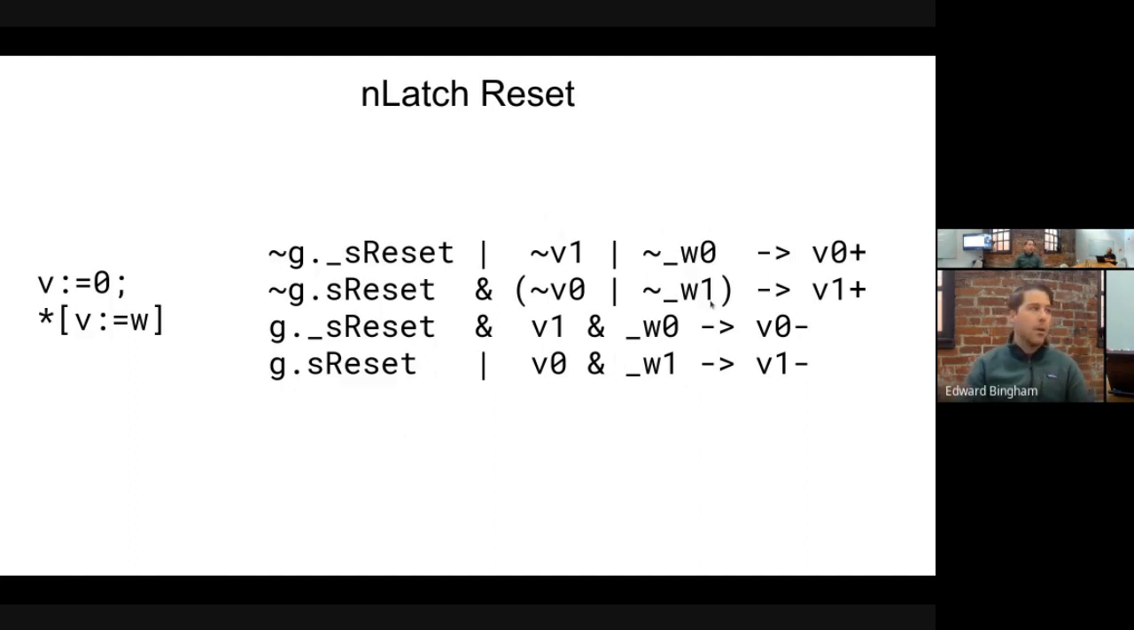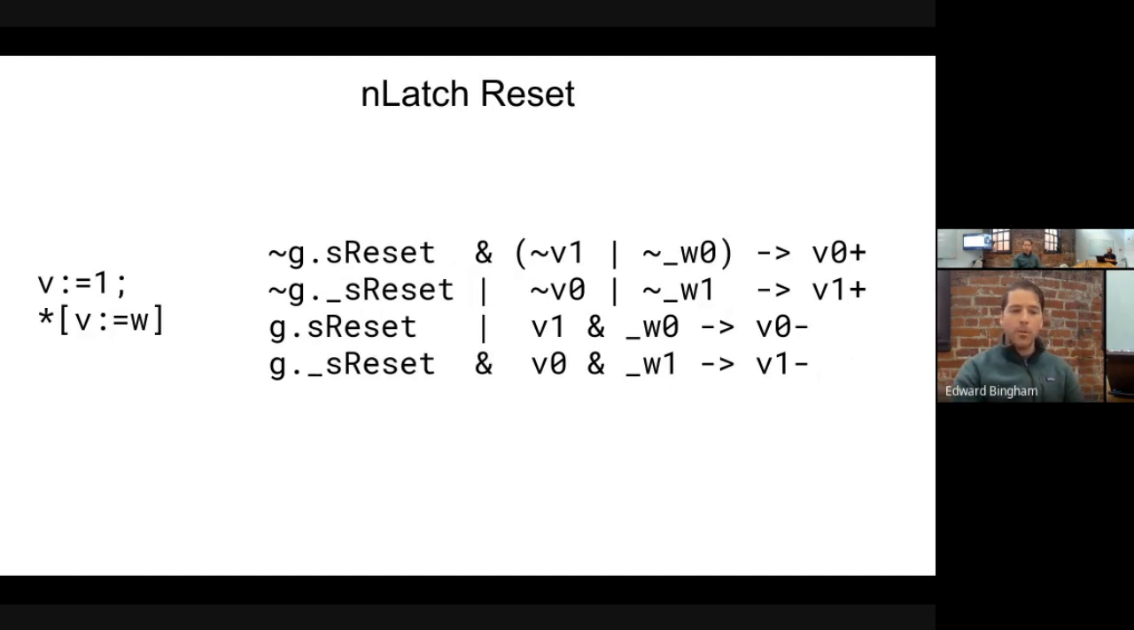They can be any expression as long as that expression is separable in the reset phase, i.e. you can look for a particular valid state of this internal memory in the reset rules for the forward drivers in order to acknowledge that transition. To reset V1 high, you would switch these. So you'd use underscore S reset for V1 and S reset for V0. So it's a symmetric reset approach.